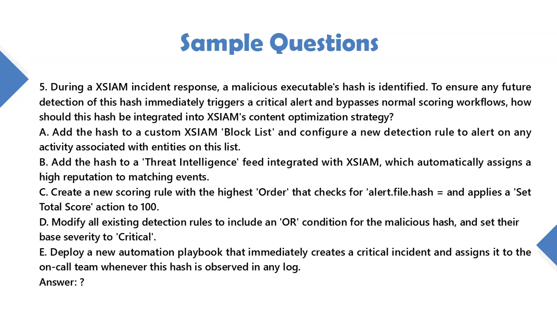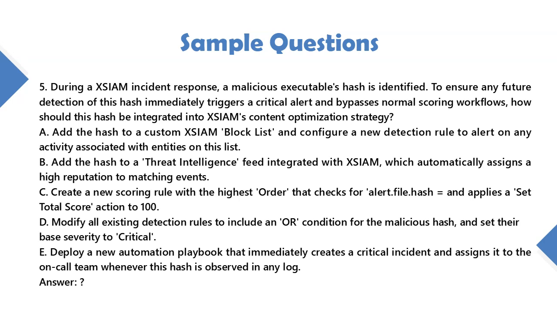5. During XSIAM incident response, a malicious executable's hash is identified. To ensure any future detection of this hash immediately triggers a critical alert and bypasses normal scoring workflows, how should this hash be integrated into XSIAM's content optimization strategy? A. Add the hash to a custom XSIAM block list and configure a new detection rule to alert on any activity associated with entities on this list.